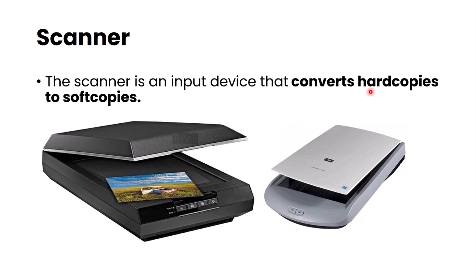If you have a picture that they've printed for you and you want to have a digital version of it, you place it on the scanner here. You close the scanner, then you scan, and you then have that picture on your smartphone or on your computer. That's the function of a scanner. It converts hard copies to soft copies.